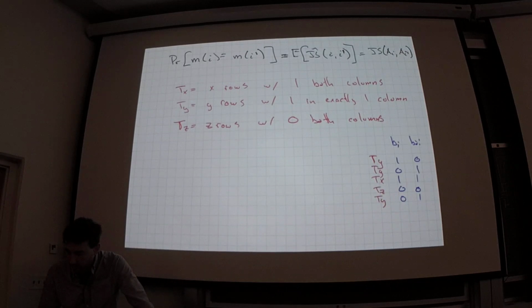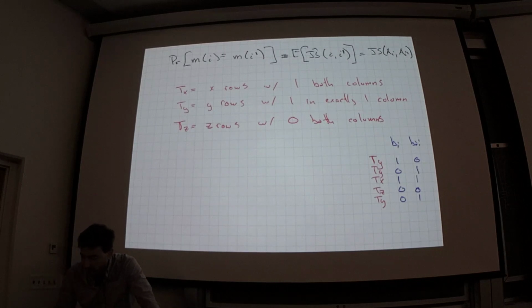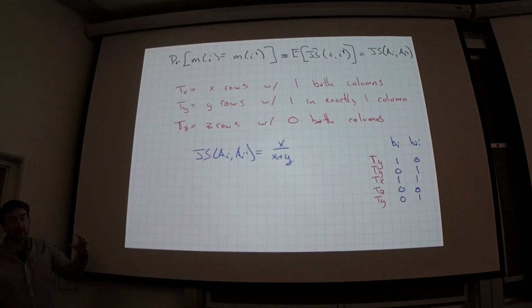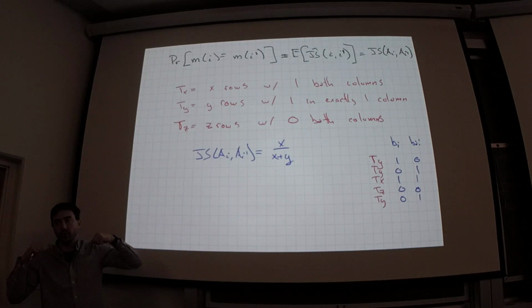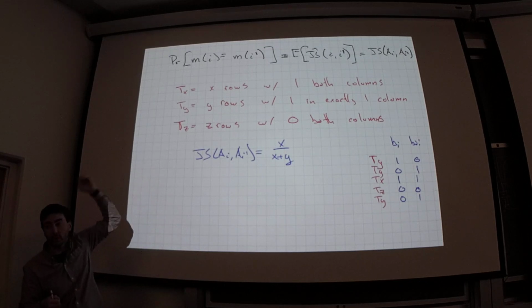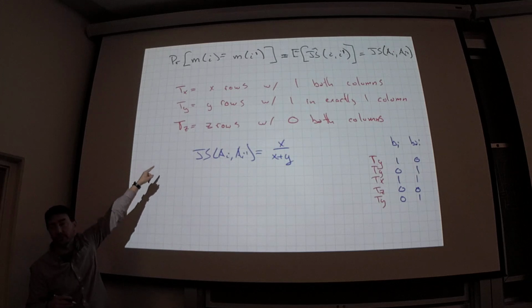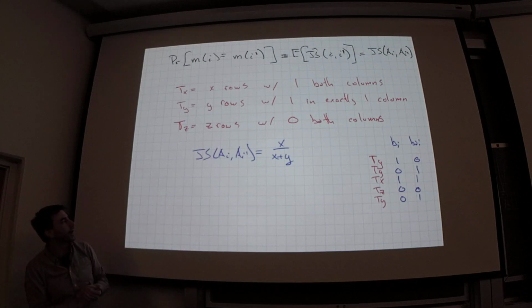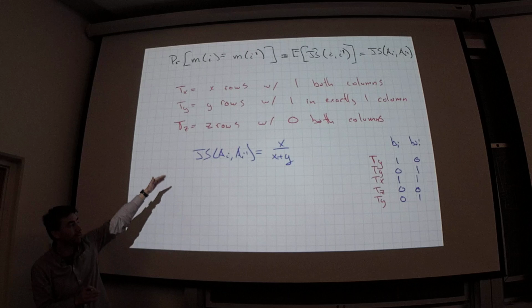Okay, and if this is my representation, then I can say that the Jaccard similarity between Ai and Ai prime is going to be exactly x over x plus y. Right? It's the intersection, which is all the rows that have both 1s, over the union, which is they can have at least 1, so that's either type X or type Y. It does not involve type Z at all, right? So this is nice, there's no involvement of type Z, it only depends on types X and Y.